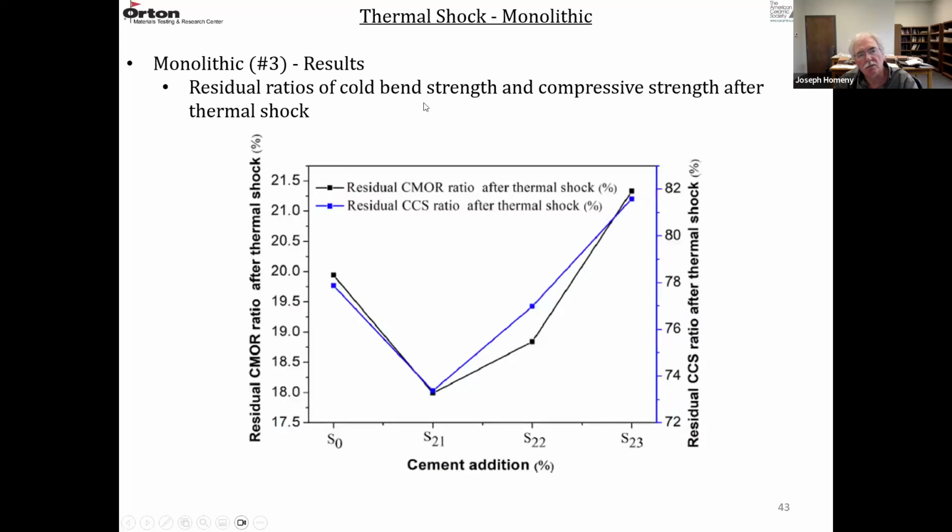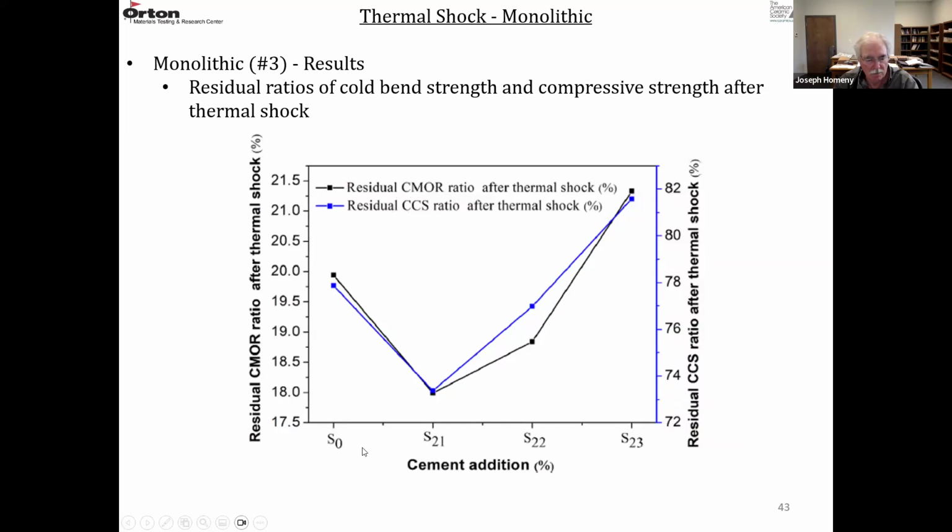So this is the ratio of cold bending strength or compressive strength after the thermal shocking. So residual cold MOR in percent or residual cold crushing strength in percent. The black curve is the cold MOR, the blue curve is the cold crushing. So S0, S21, S22, and S23.